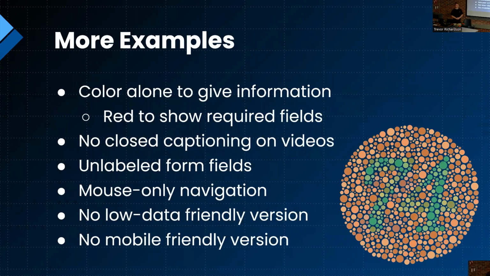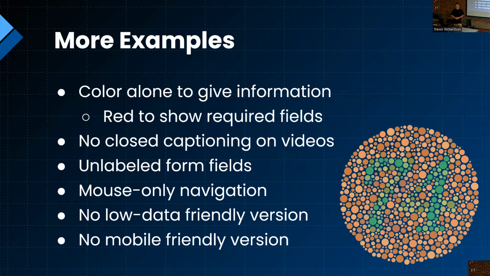A couple more examples to consider. Color alone to give information. For example, if you're doing a form, the reason you see red and an asterisk is for people who are colorblind, so that if they can't necessarily make out that the color is different, they can still see an asterisk for required fields. Not using closed captions on videos. If you're going to embed a video, you should have some sort of closed captioning support.